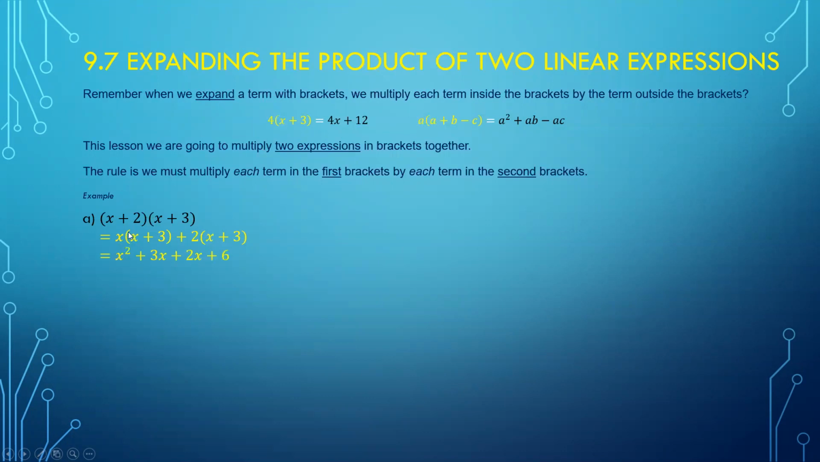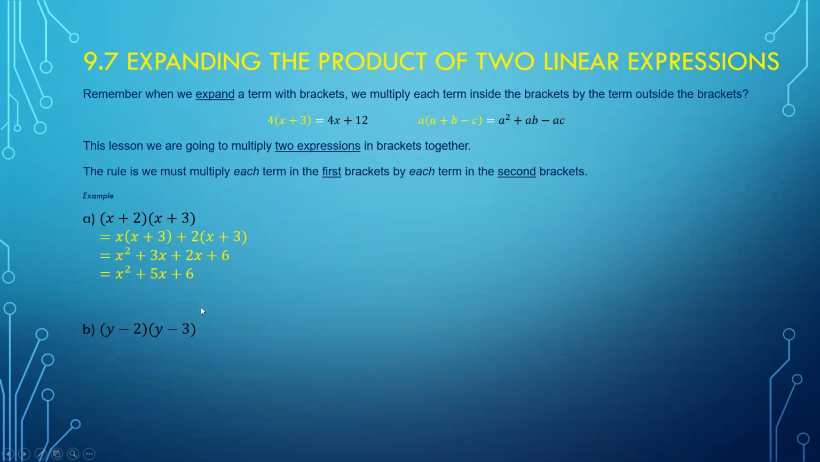You have x squared here, and x times 3, you get 3x, and then 2x, because 2 times x, and 2 times 3, you get 6. And because we have 3x plus 2x, that means we need to simplify it to make it 5x. So in the end, our final answer is x squared plus 5x plus 6. You cannot simplify any further because these three are different terms, not like terms. You cannot combine them all together. You have to leave the answer like that.